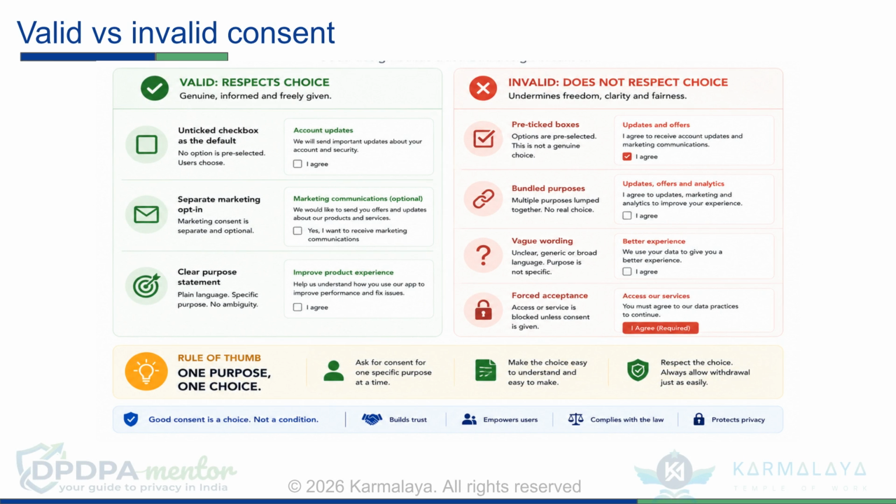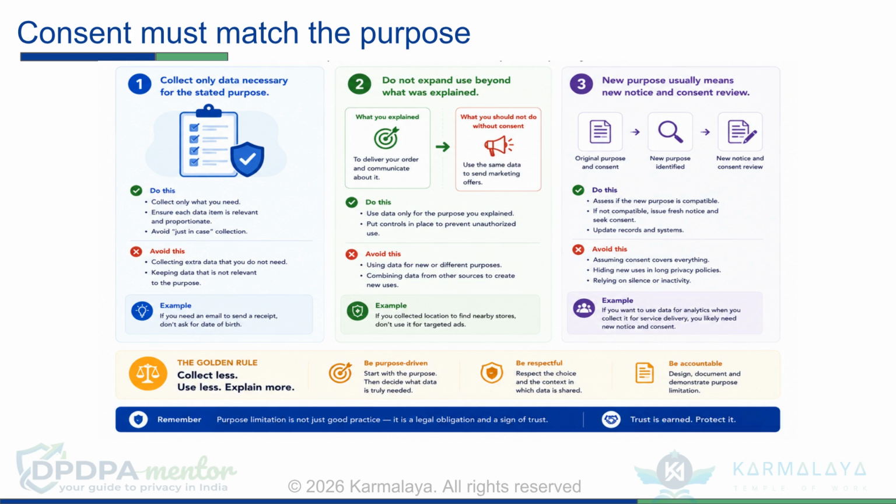Avoid dark patterns, pre-ticked boxes, or bundling purposes together. The rule of thumb is one purpose, one choice. A simple design test is whether the individual can say yes to one purpose and no to another. If multiple purposes are bundled together, or if consent is tied to unnecessary processing, the consent model becomes weak or invalid. Your consent must match your stated purpose.